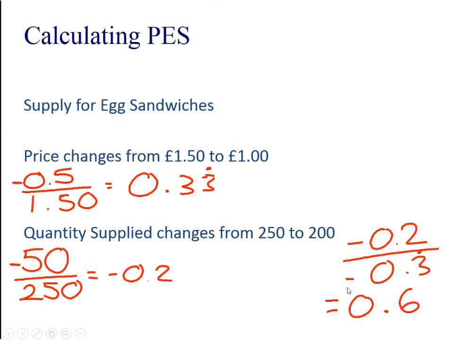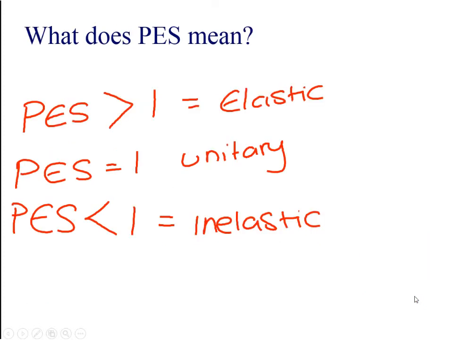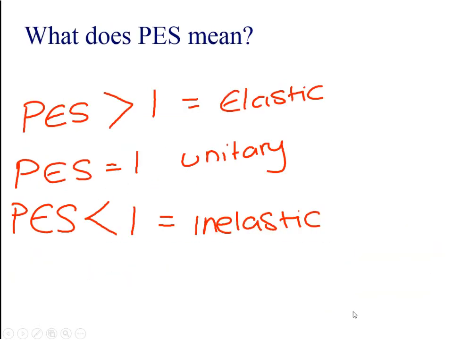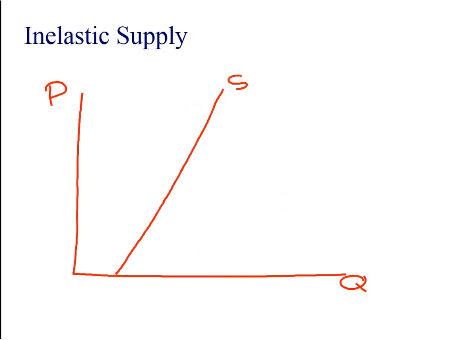Okay, so we've got 0.6. So what does this actually mean? If the number is larger than 1, so it starts with 1 point something, 2 point something, 3 point something, it's elastic. If the number is smaller than 1, it is inelastic. So it starts with 0.6, as our figure did here, so that's inelastic. And PES equal to 1 is unitary elasticity. Okay, so here we have some nice diagrams showing what inelastic, relatively inelastic supply looks like.